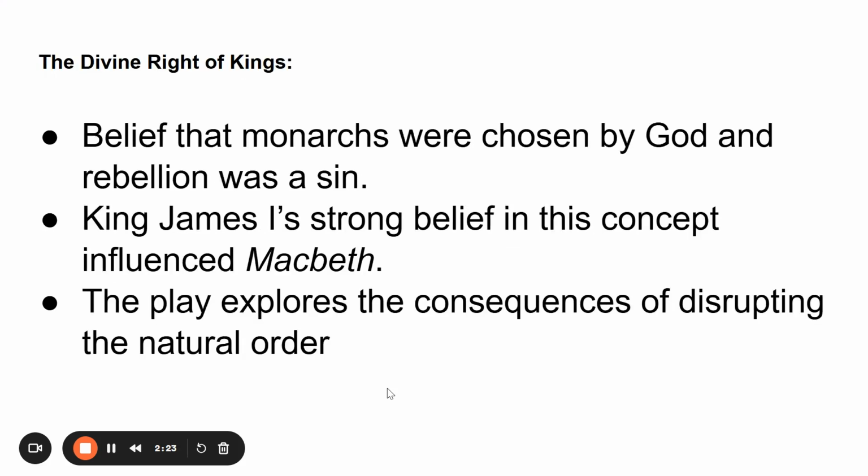The divine right of kings. This was the belief that monarchs were chosen by God and rebellion was a sin. King James I's strong belief in this concept influenced Macbeth. The play explores the consequences of disrupting the natural order of events.